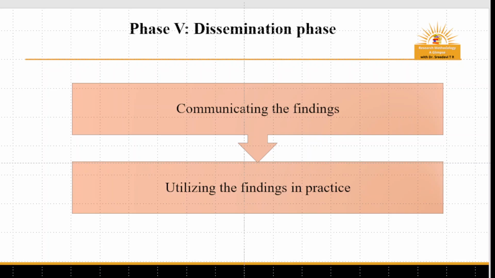After that, the researcher has to find ways or a method to utilize the findings in practice. So, the researcher has to make a plan for its utilization in practice settings. These are the different phases of the research process and the different steps involved in the research process.